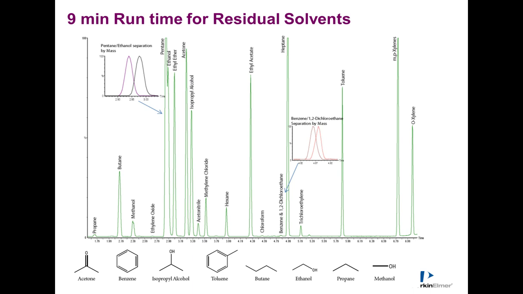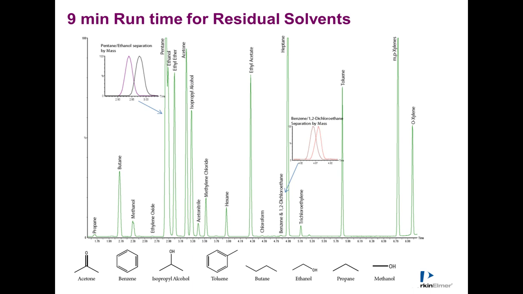And here we can see some of the chemistry of both residual solvents and terpenes. First, we're looking at a residual solvent chromatogram. This is, again, the California list. And as you can see, it's a fairly quick, less than 9-minute run for differentiating and quantitating all the residual solvents needed to pass the California regulations.